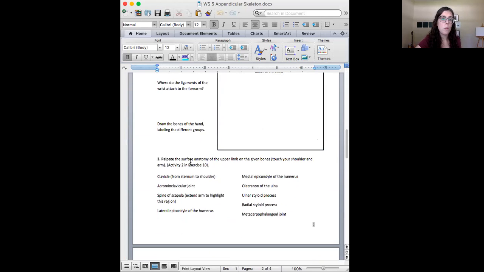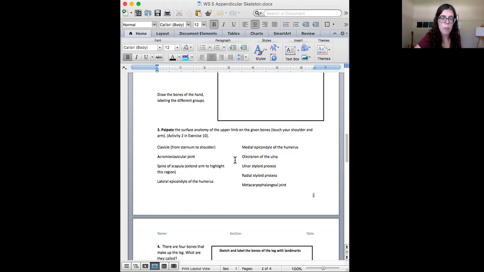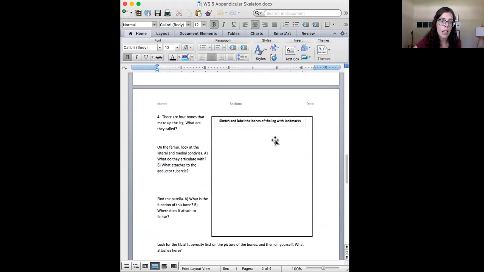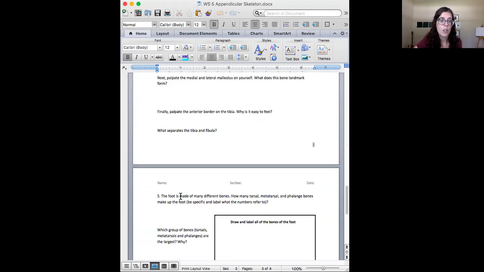Okay, activity 3 here, it says to palpate your surface anatomy. This just means to gently touch those bones in your own body. So see if you can figure out where your clavicle is and see if you can get an idea for the shape in your body as you touch your own clavicle. And then your different joints and your scapula, etc. Okay, then we're moving on. You're drawing the leg bones, then you're moving down.